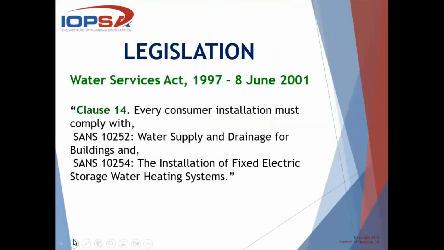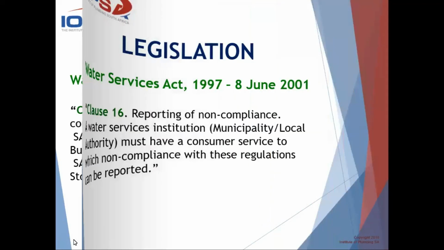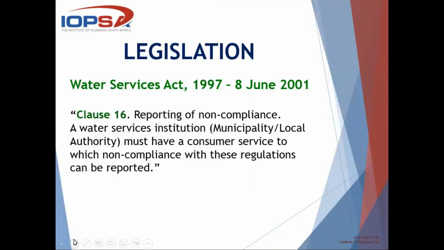So I think, starting at the top, Water Services Act of 1997, Clause 14 says that every consumer installation must comply with SANS 10252, which is water supply and drainage for buildings, as well as 10254. So that's cast in stone, so we all know this. And in Clause 16 of the same Act, it says the reporting of non-compliance.